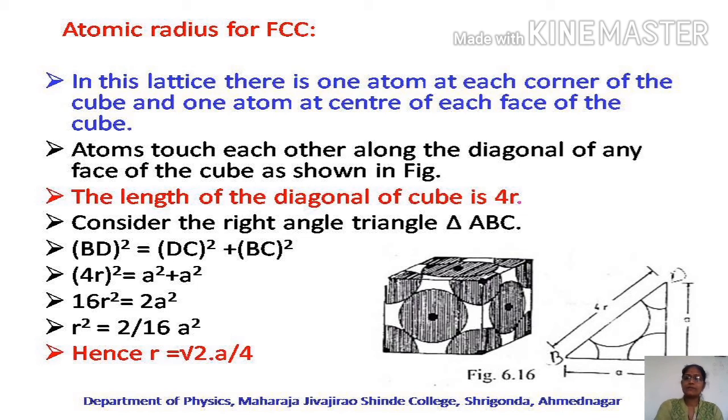So let's revise. Today we have seen what is atomic radius. In case of crystallography, we have to express atomic radius in terms of lattice parameter. We have found the atomic radius formula for SC, BCC and FCC structures, and they come out as: for SC its value is A by 2, for BCC its value is root 3 upon 4 into A, and for FCC its value comes out as root 2 into A by 4, or root 2 by 4 into A.